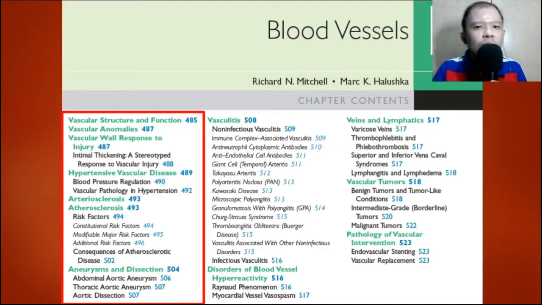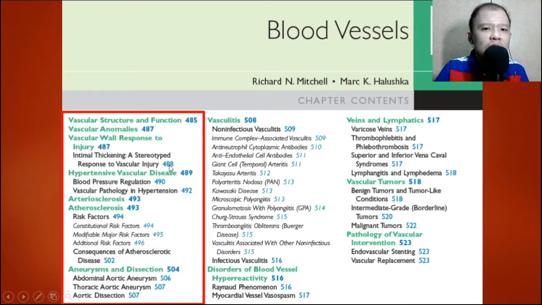This is the cover page of the chapter. We are on chapter 11 of the newest edition of Robbins. I am dividing our lesson into three parts. First of all, the basic vascular pathology. Second is on vasculitis, and third is on the other diseases about varicosities, tumors, etc.